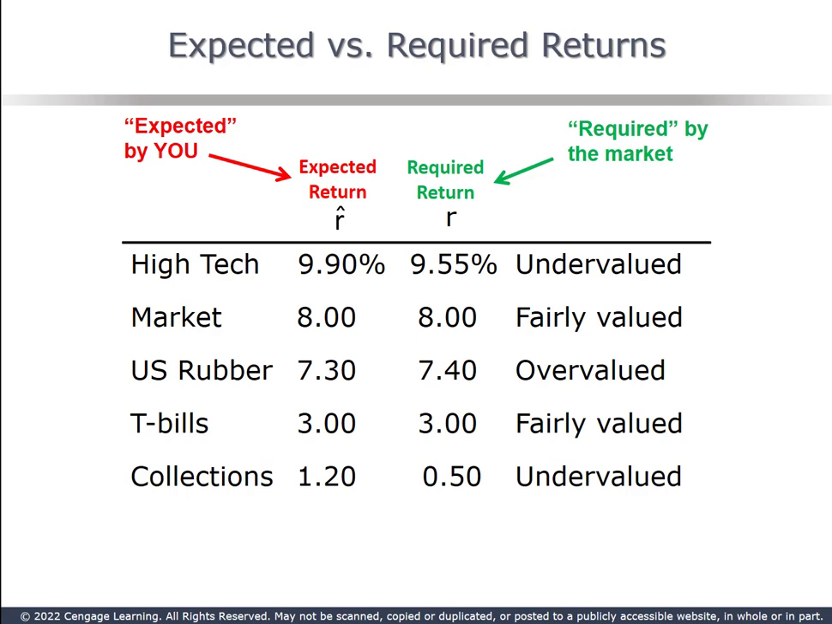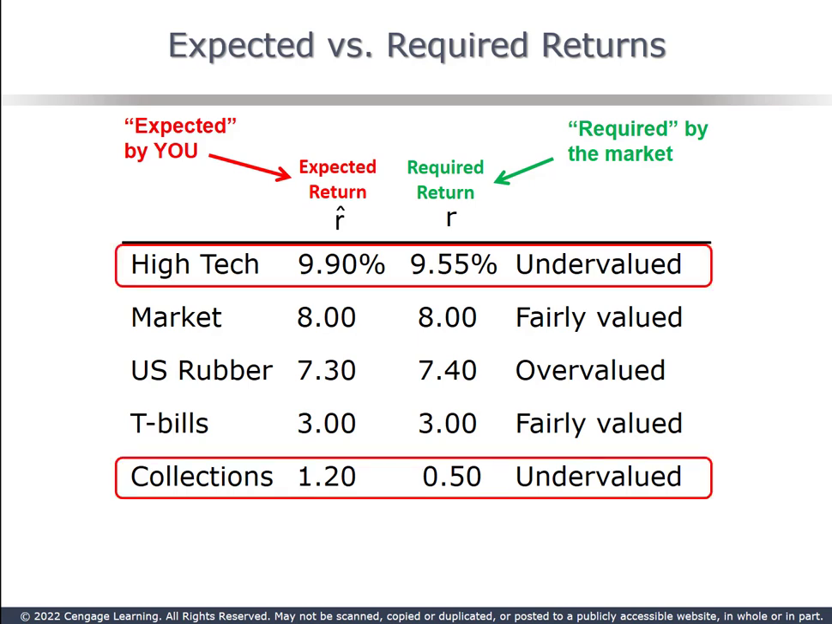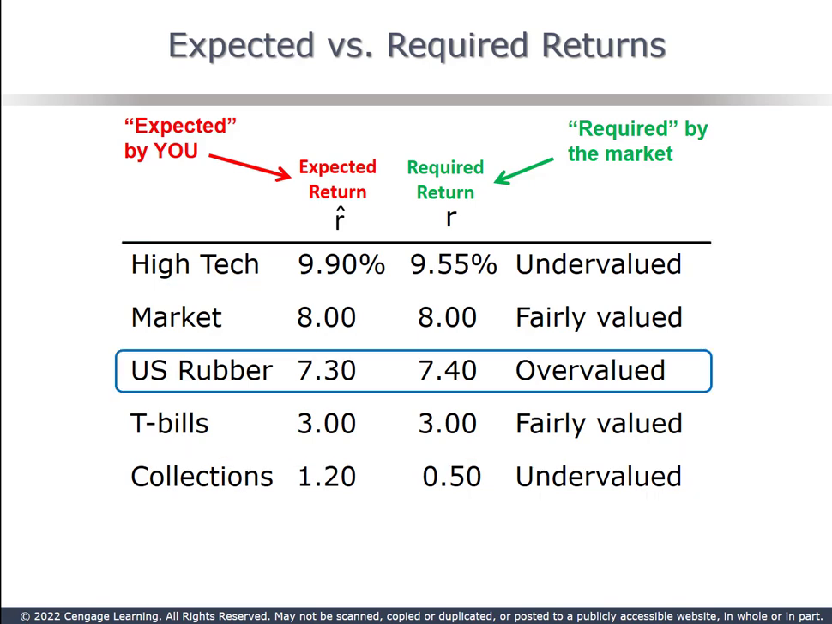Comparing expected versus required gives us an indication of whether an asset is underpriced, overpriced, or fairly priced. It appears that high-tech is undervalued since we think it's going to return 9.9, but it's priced to return 9.55. Collections is also undervalued. We expect 1.2, but it's priced to return 0.5. U.S. Rubber appears to be overpriced. If we feel really good about our expectations, we would buy high-tech and collections and sell or short U.S. Rubber.